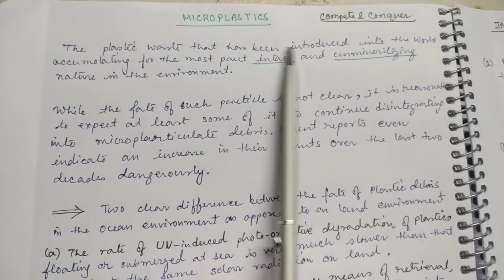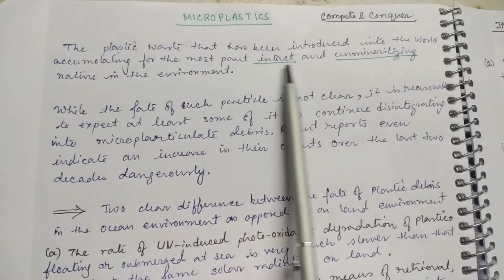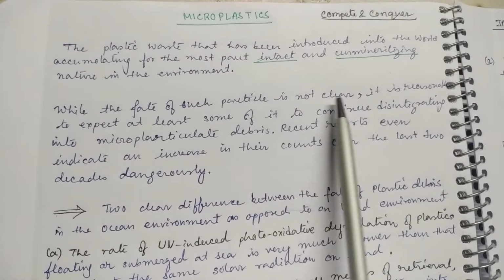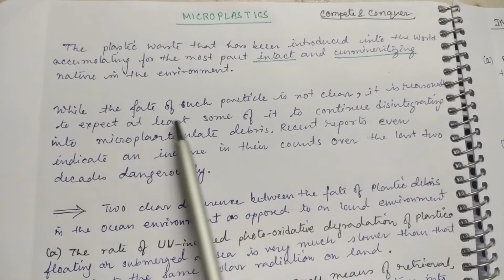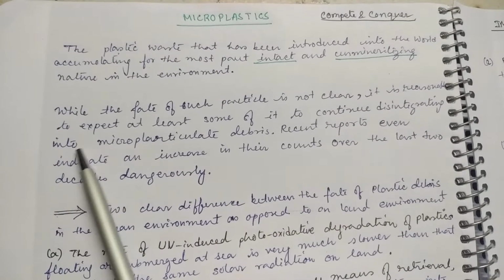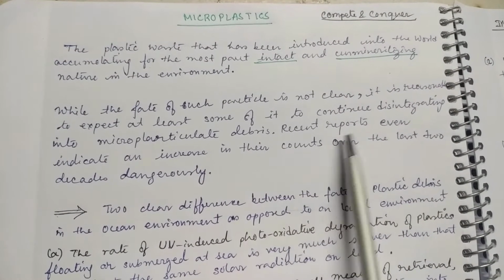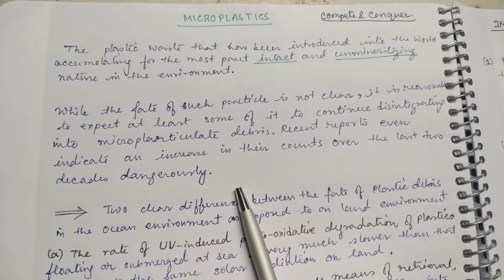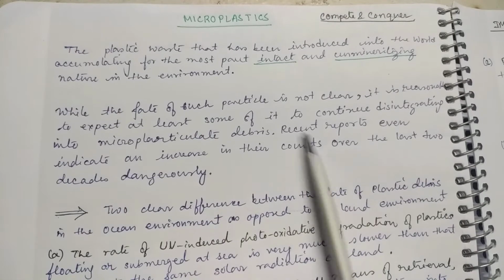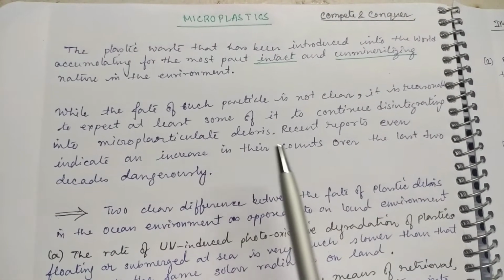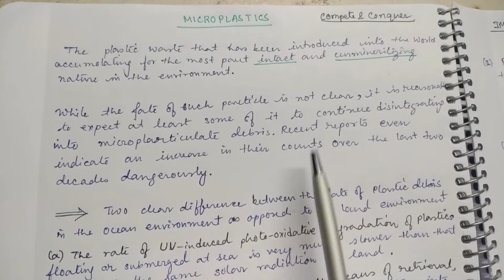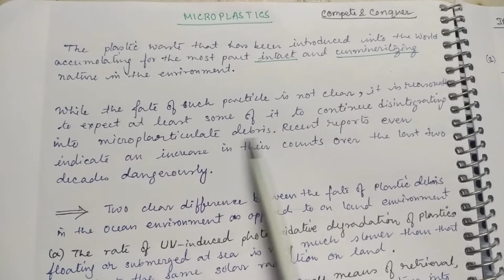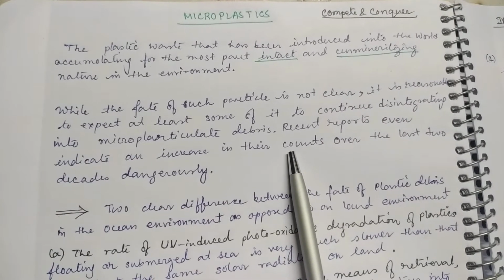The plastic waste that has been introduced into the world is accumulating, for the most part intact and unrealized, in nature and the environment. While the fate of such particles is not clear, it is reasonable to expect at least some of it to continue disintegrating into microparticulate debris. Recent reports even indicate a dangerous increase in the counts over the last 2 decades. Basically, microplastic is nothing but microparticulates of plastics, the big plastics, in the range of less than 5 millimeter in size.